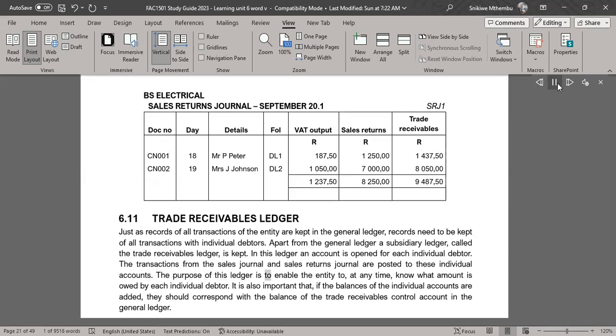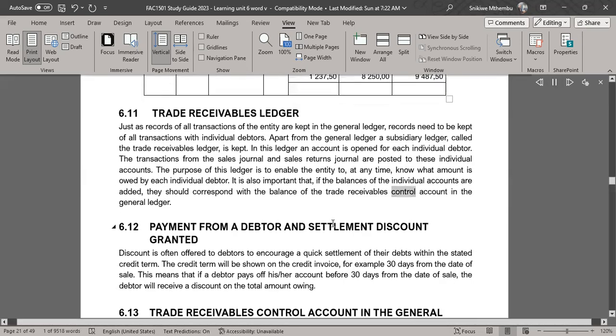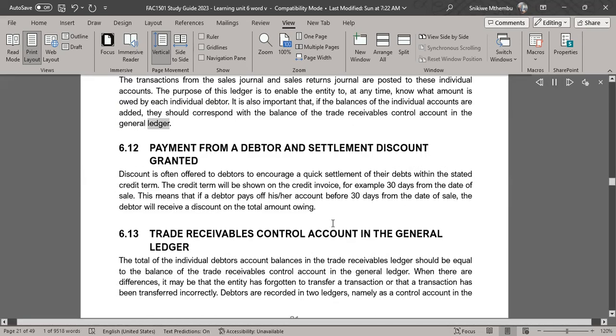The purpose of this ledger is to enable the entity to, at any time, know what amount is owed by each individual debtor. It is also important that, if the balances of the individual accounts are added, they should correspond with the balance of the trade receivables control account in the general ledger.